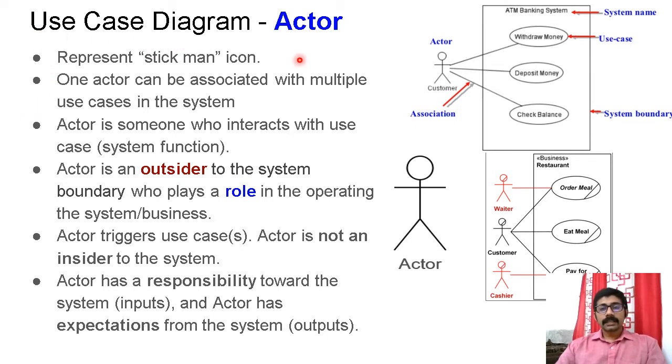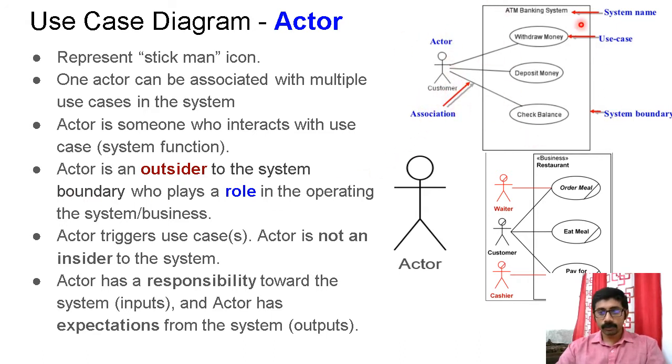Let us try to understand each element or component of a use case diagram. First thing, actor. An actor is represented using this stickman icon. One actor can be associated with multiple use cases in the system. Here, this customer is interacting with withdraw money, deposit money, check balance. So he can interact with multiple use cases in the system. An actor is someone who interacts with the use case or the system function. An actor is an outsider to the system boundary, who plays a role in the operations of the system logic. So an actor is an outsider to the system.